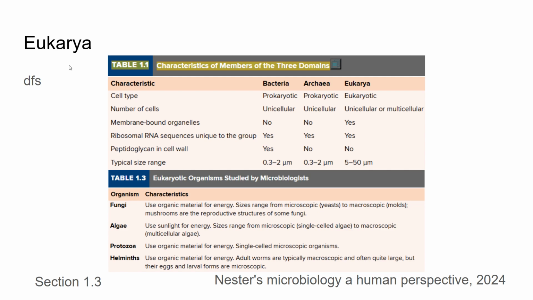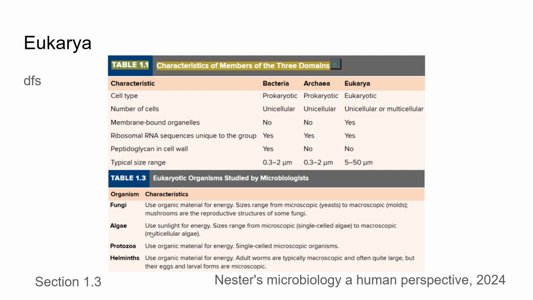So eukarya are going to be cells that have membrane-bound organelles, and they can be unicellular or multicellular. So a few examples are fungi, algae, protozoa, and helminths. So we can also have even bigger ones. For example, humans are eukaryotic organisms. But since we're in micro, we're going to be looking at the organisms studied by microbiologists. So fungi are going to be things like yeasts or molds and mushrooms.